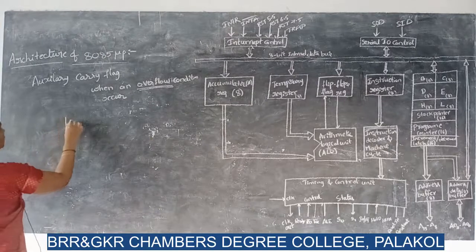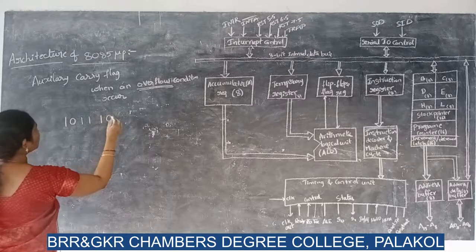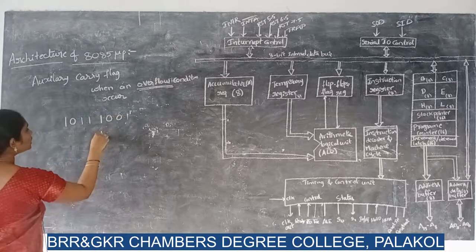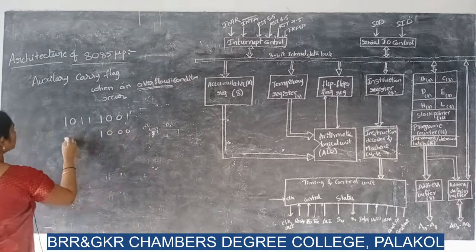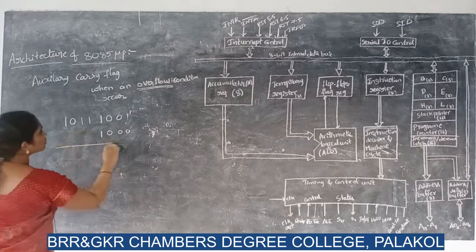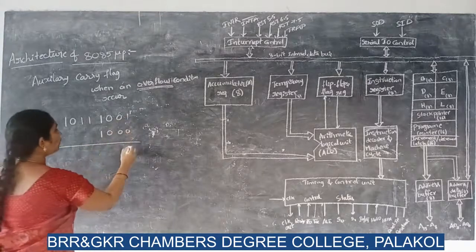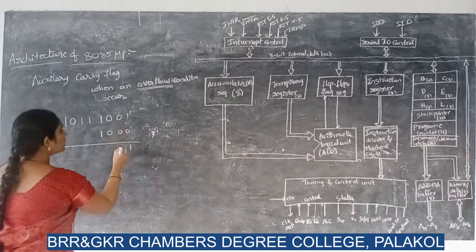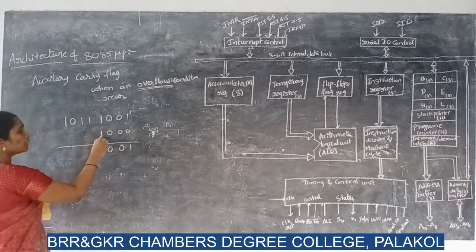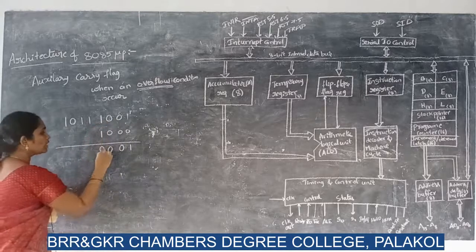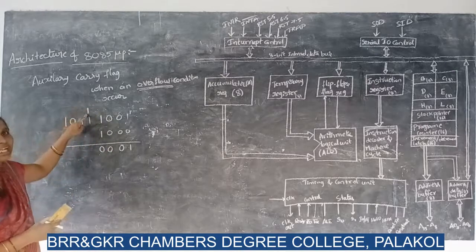So for example, 1011 and 1001, and after that 1000. That means we are performing an addition operation. So here 1 plus 0 is 1, 0 plus 0 is 0, and 0 plus 0 is 0. Here 1 plus 1, the sum is 0 and the carry will be 1. So this carry is added to the next number.